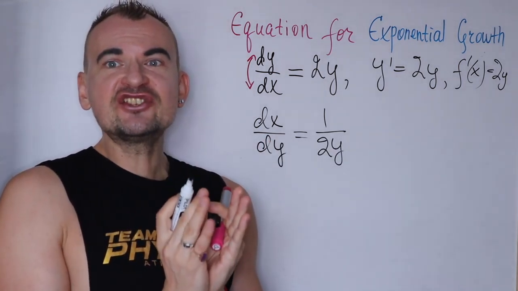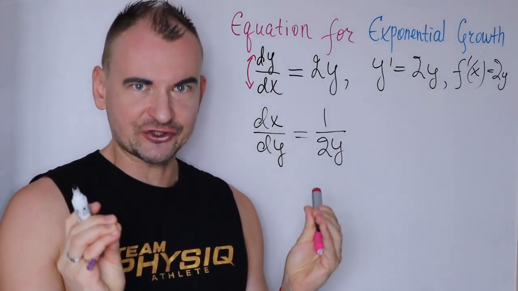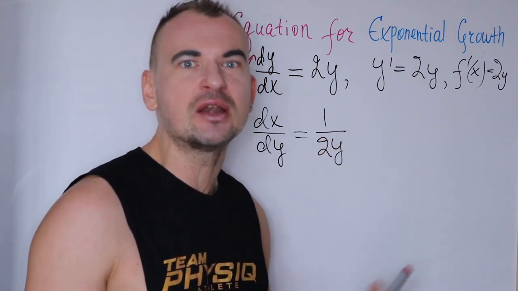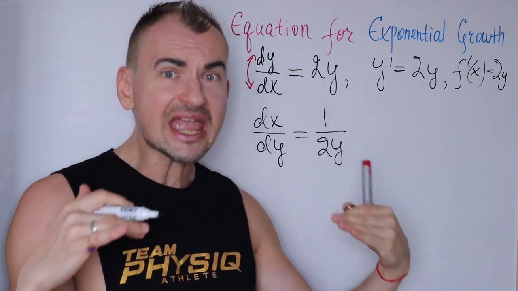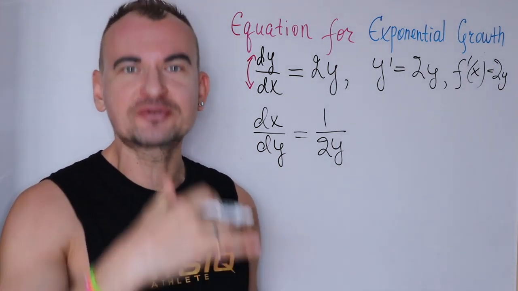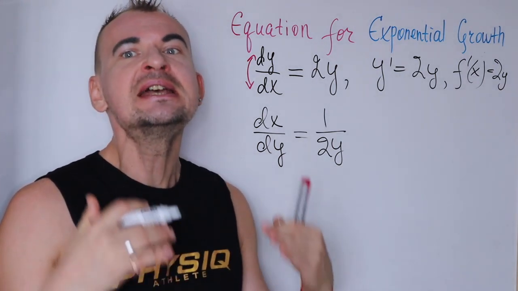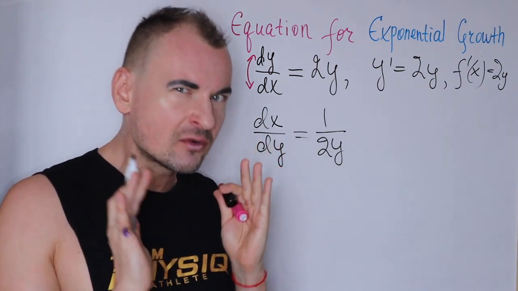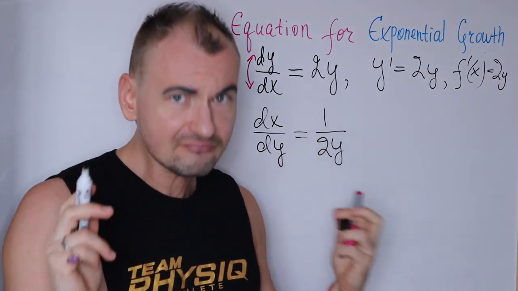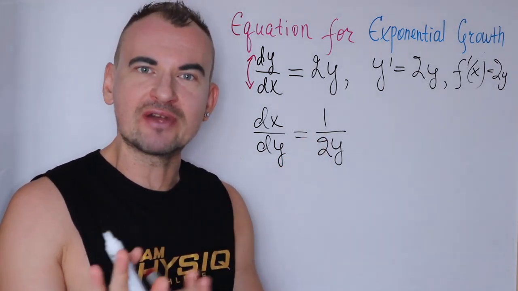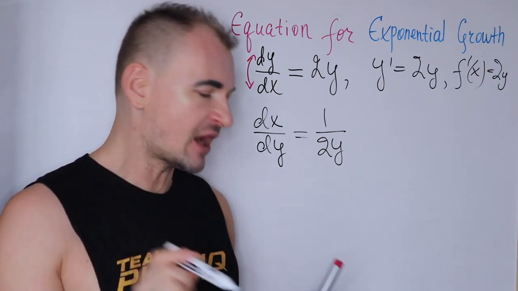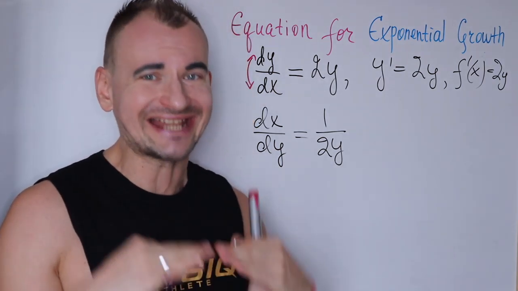Next step, the idea is you want to separate variables. So you want to get your y terms on the left side of your equation, including dy, and x terms on the right side, including dx. Sometimes these are called separable differential equations, or we can do separation of variables. I do have a couple of videos on this also. All the links would be down below in the description box.